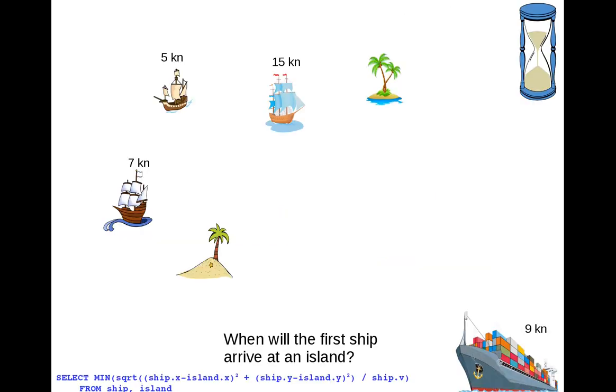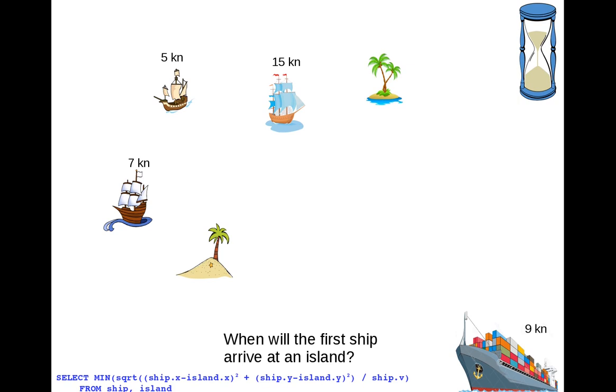Going forward with the example of SQL workflows, let's have this example here that there are a number of ships on the sea, and there are also a number of islands in the sea, and for some reason we need one ship to reach some island as quickly as possible. If we have recorded the data about the ships in one table and data about islands in a different table, we could ask how fast a ship can arrive at an island, and this could be an SQL query.